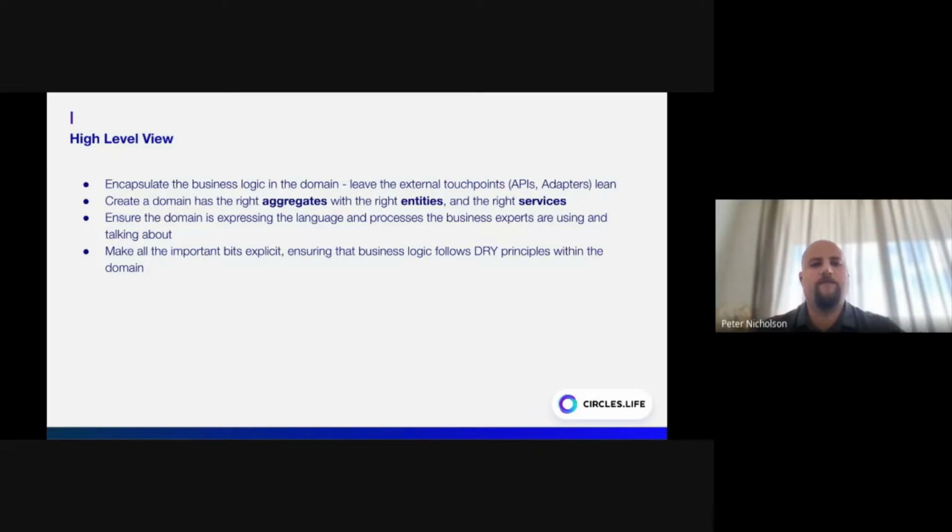Right? We make these important bits explicit, and we ensure the business logic follows don't repeat yourself principles within the domain. So when something has to be done, it's explicitly called out in some service or strategy or as part of an entity, and that happens there. It doesn't happen in 2 or 3, 4 or 5 different places where, if you need to make a change, you have to go around and change them all. No, it's one thing happening in one spot that's expressing the business need and the business requirement.